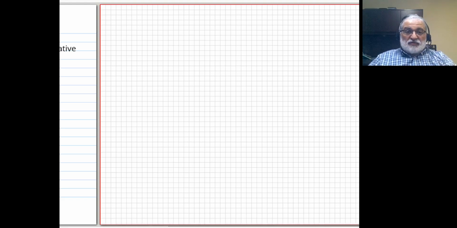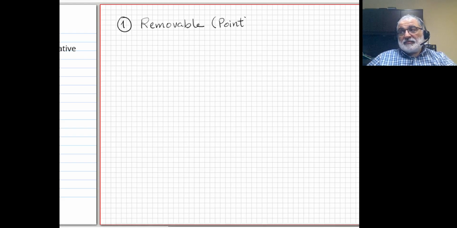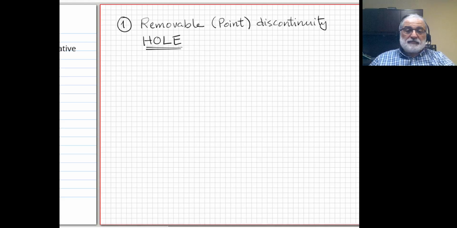So what are the types of discontinuity that you remember? Number one is what we call removable or point discontinuity. And that's what we typically call a hole in the graph. A hole in the graph does not necessarily mean that the function is undefined at that point. And I'll give you an example for that right away.